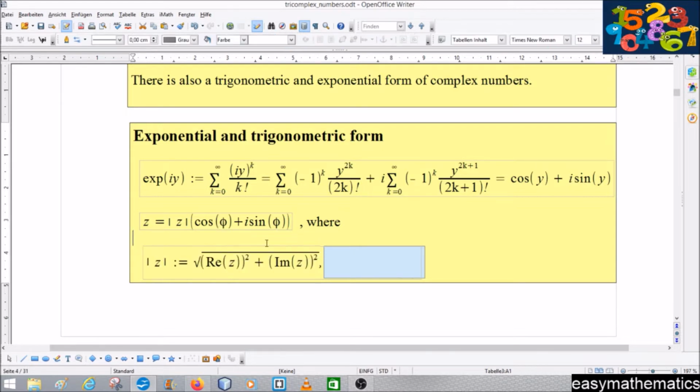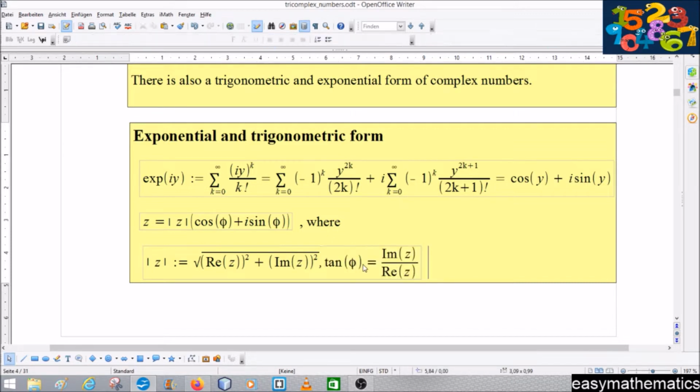where the modulus we get by the Pythagorean theorem, so real part squared plus imaginary part squared, and then the square root out of this, and the angle phi we get via imaginary part over real part. And then we have to take care in which quadrant we are, and so on, okay? But this is just for a small recall.